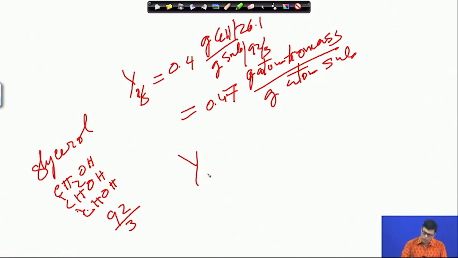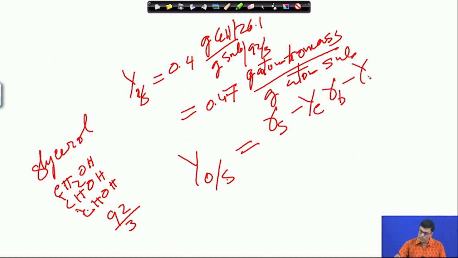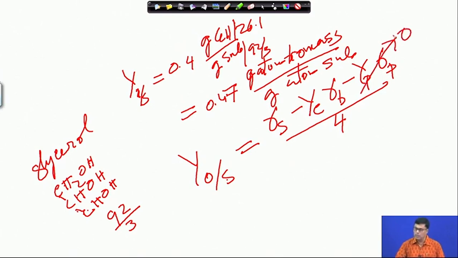Now, Y O by S is what? That is the gram of oxygen required per gram of substrate consumed. It can be written like this: gamma S minus Y C into gamma B minus Y P into gamma P, divided by 4. Now, here we don't have any product other than biomass, so we can assume P is 0, because we have only biomass as the product. Now, if you put the value here, you will get 0.687.